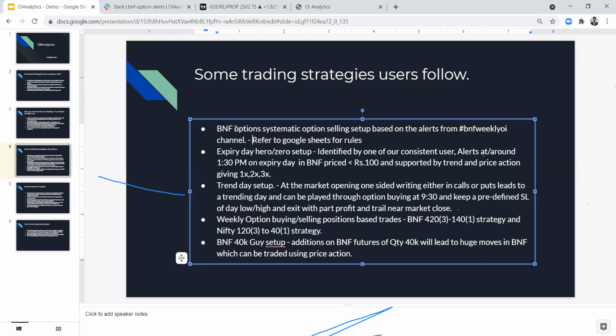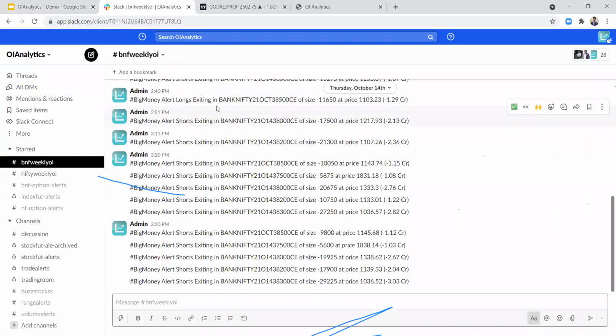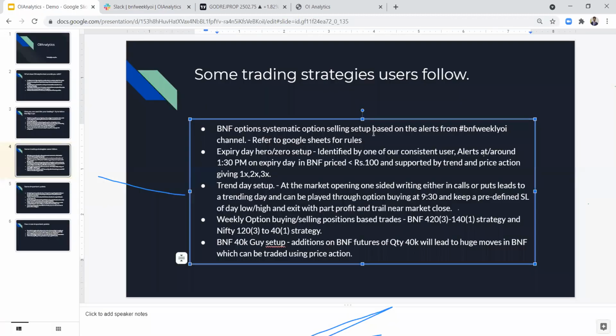So the first thing is the Bank Nifty options systematic option selling setup, based on the alerts from the Bank Nifty weekly OI channel, right? This is the channel that I'm referring to, this weekly OI channel. This channel is programmed in such a way that it filters out the alerts which give you the market direction directly, right? So out of this channel, we have some rules for systematic option selling, and that is one of the strategies.